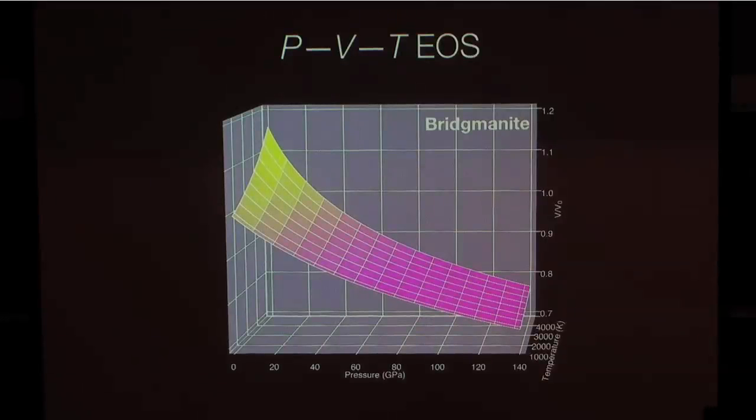Now you can recognize that it has a slope and it's curved, right? It cannot be flat or vertical, because if it is flat or vertical, it means that one of the 3 parameters is useless, constant. So it does have a slope. It turns out that the slope and curvature are very sensitive to the material properties. This particular plot is made from the material properties of bridgmanite.